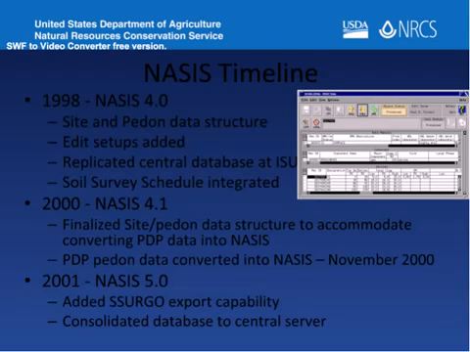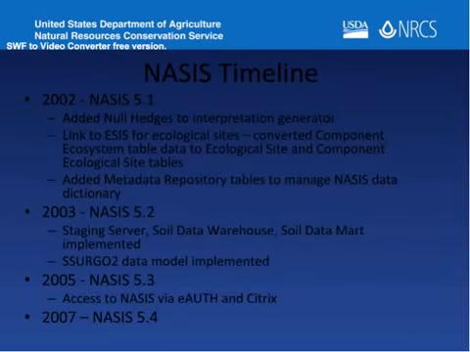So now we had one central server in which we had all the data reside, and we also created the Sergo data structure and the Sergo export capability that you're familiar with now. NASIS continued its annual releases, and NASIS 5.1 came out in 2002. That's where we added the null hedges to the interpretation generator. We also linked to the NASIS database to retrieve the ecological site information, and we added a metadata repository so that we could manage the data dictionaries that were in NASIS.